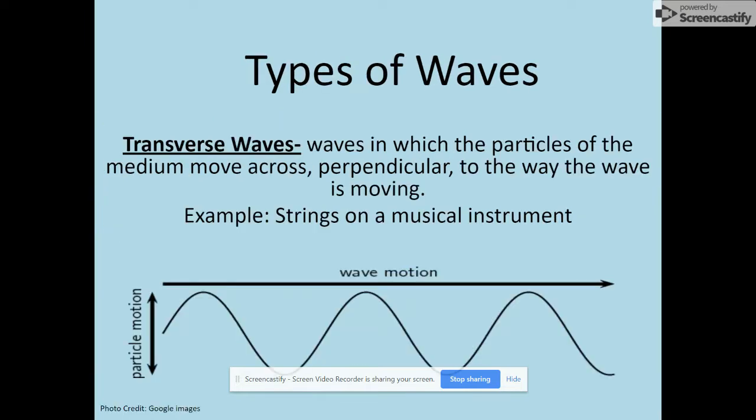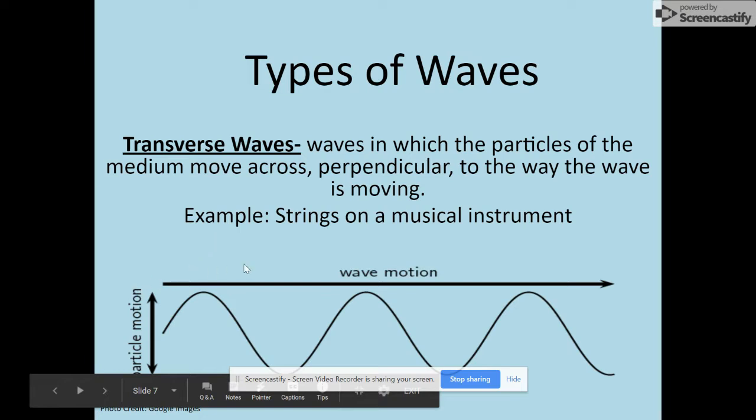Okay, so transverse waves, and we're going to take a look at this more in just a minute. These are waves in which the particles of the medium move across, perpendicular. That's the up and down to the way the wave is moving. So perpendicular is like moving at a right angle. An example is strings on a musical instrument. We're going to take a look at a point of view roller coaster ride. We're going to see that we are moving side to side. And so that is the kind of concept here.